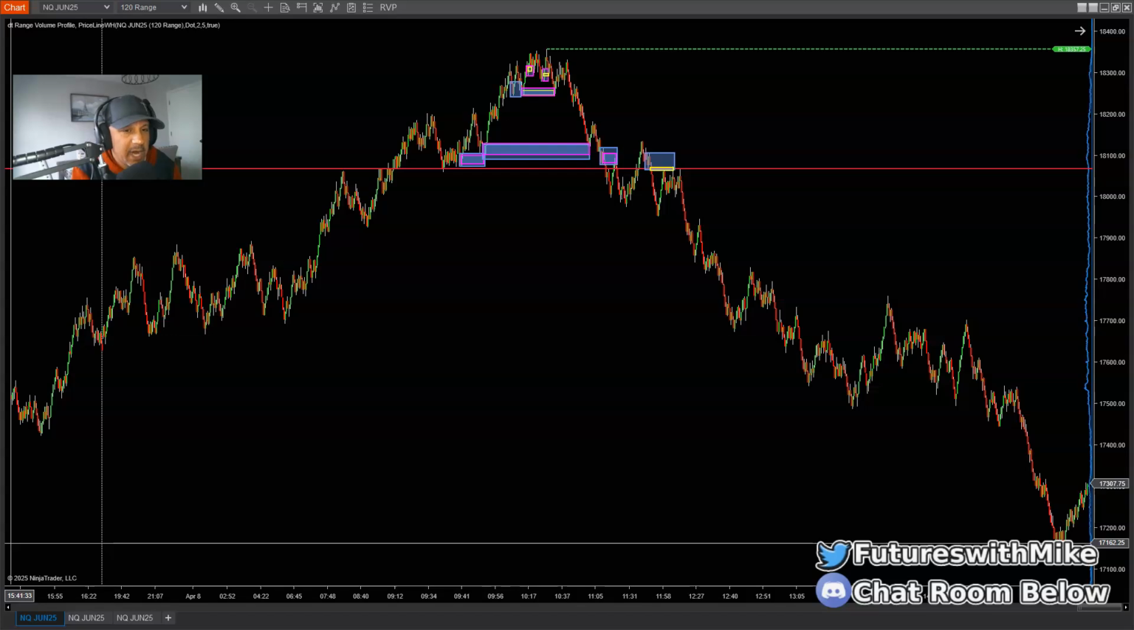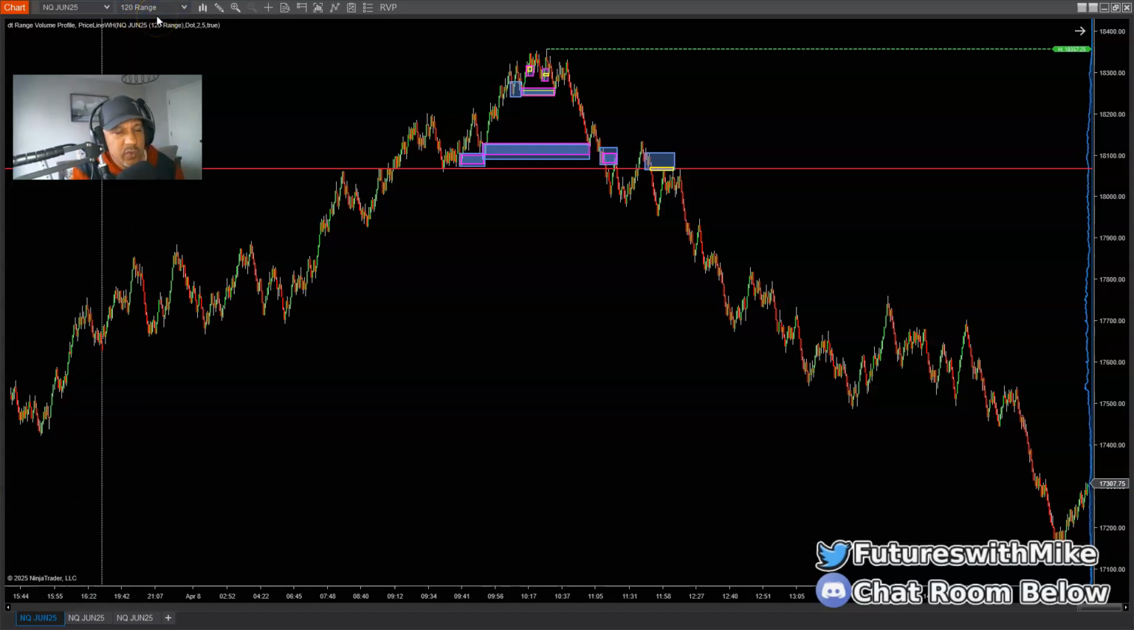But first, it doesn't really matter what type of charts you use, whether they're time, tick, volume, or range. I trade based on range-based charts. As you can see here, I'm using 120 as my higher base chart to determine a bias, pretty much the direction of the overall market. Volume is important, of course.